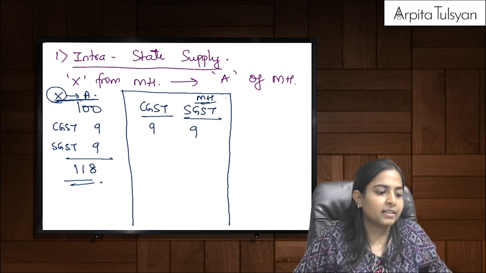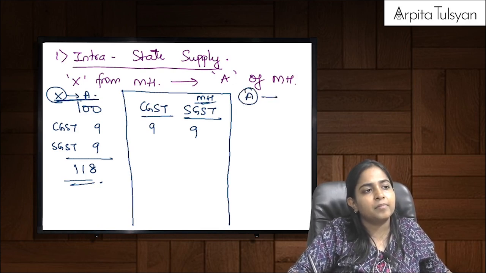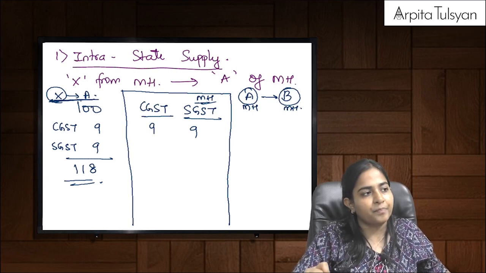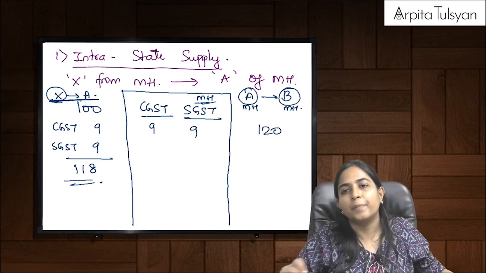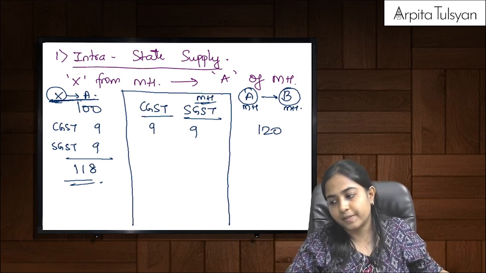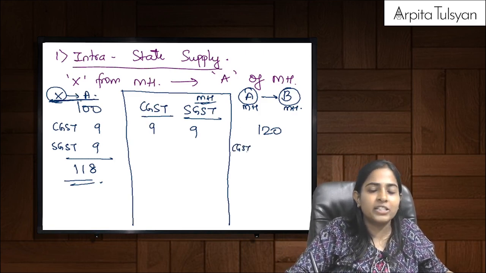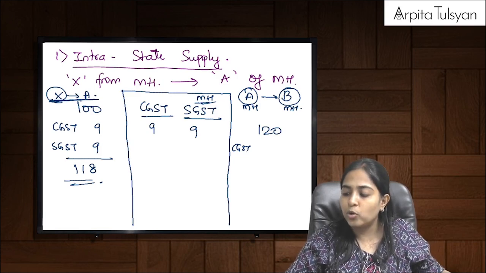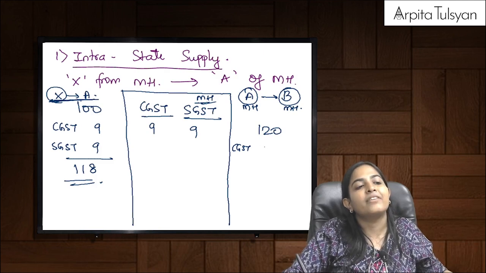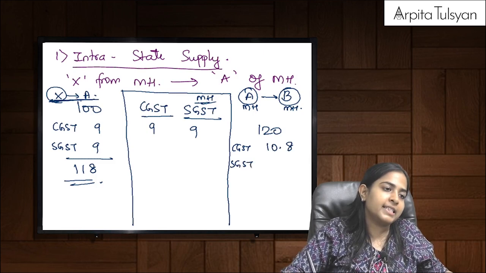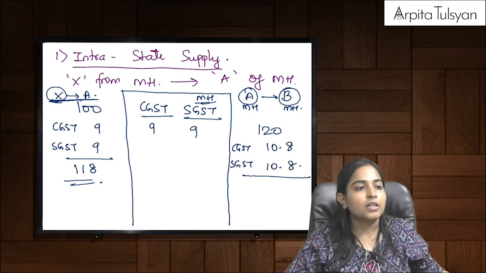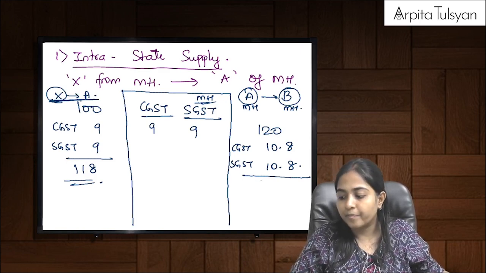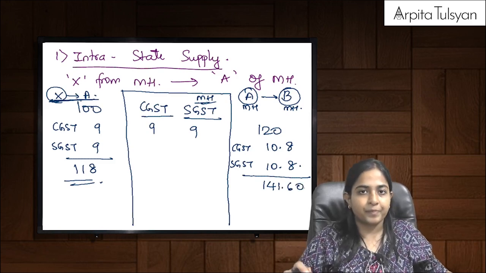Then after that, X sold it to A. Now A wants to sell it to B. Again, Maharashtra to Maharashtra. It is selling the same goods at 120 rupees. Can we say again CGST and SGST will be applicable? Yes. Okay, so 120 into 9%, that will give me 10.8. SGST again 10.8, right? So 120 plus 21.6, this gives me 141.6. Are you clear till here?